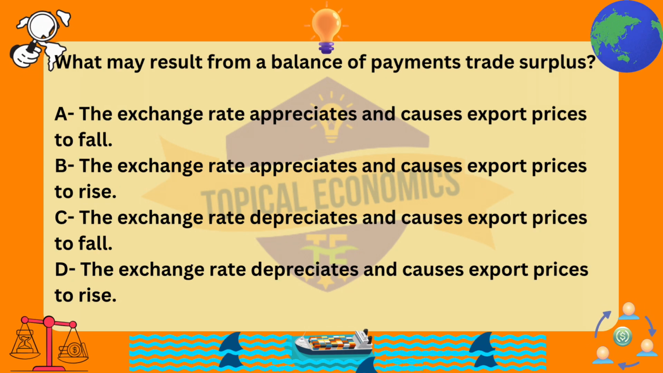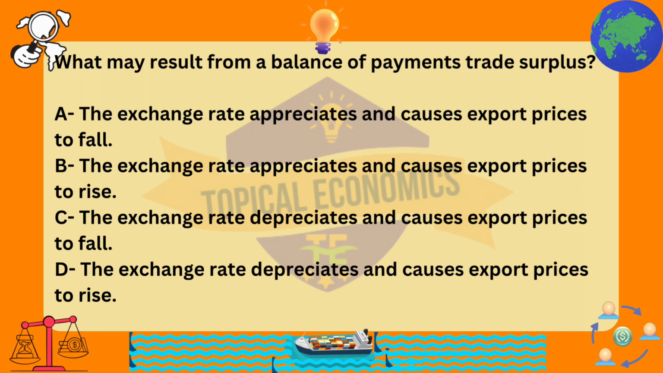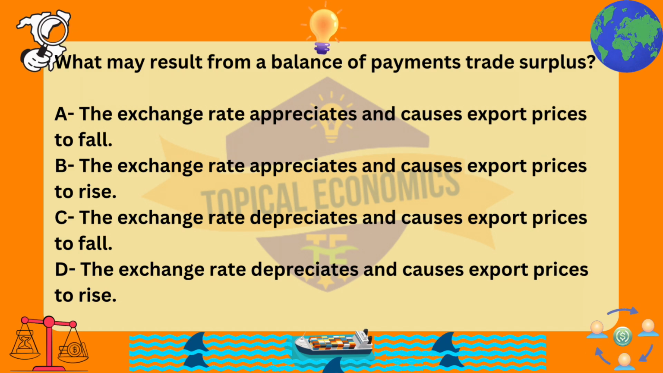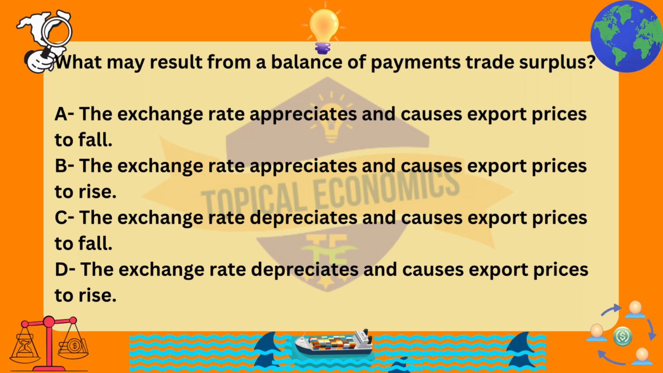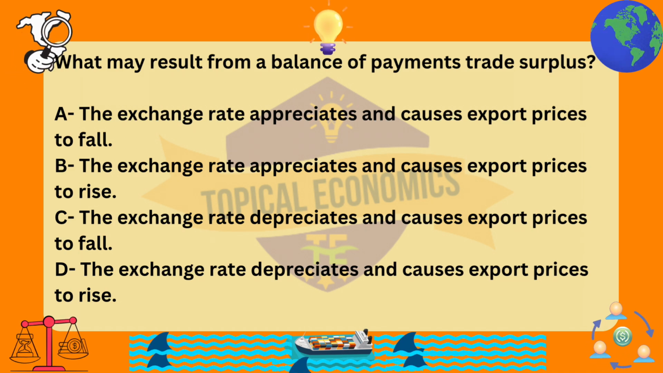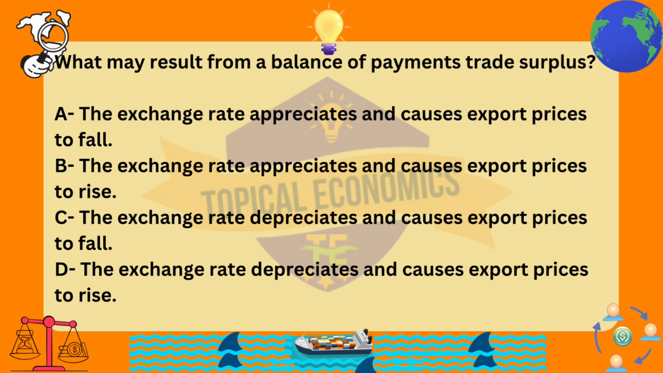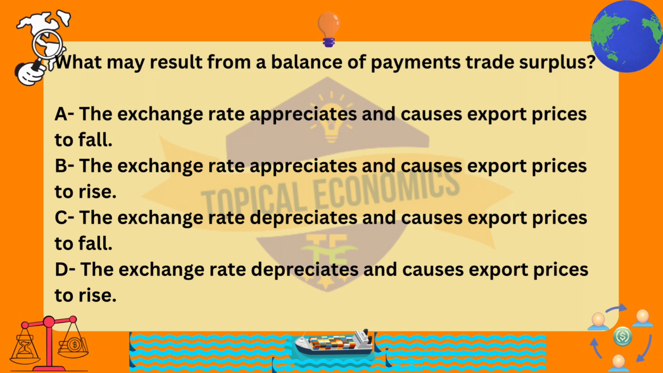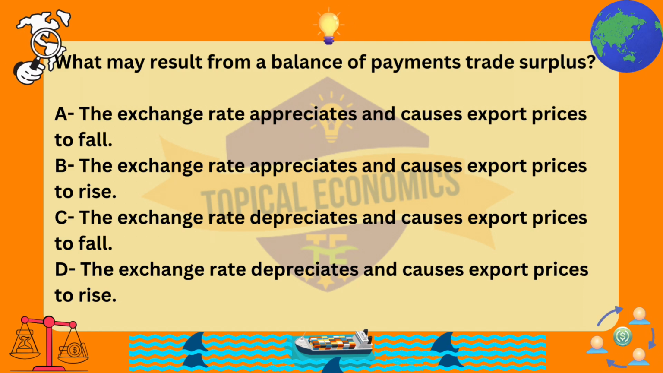What may result from a balance of payments trade surplus? A. The exchange rate appreciates and causes export prices to fall. B. The exchange rate appreciates and causes export prices to rise. C. The exchange rate depreciates and causes export prices to fall. D. The exchange rate depreciates and causes export prices to rise. Reference, 2021 May-June version 2. The correct answer for this question is option B. The exchange rate appreciates and causes export prices to rise.